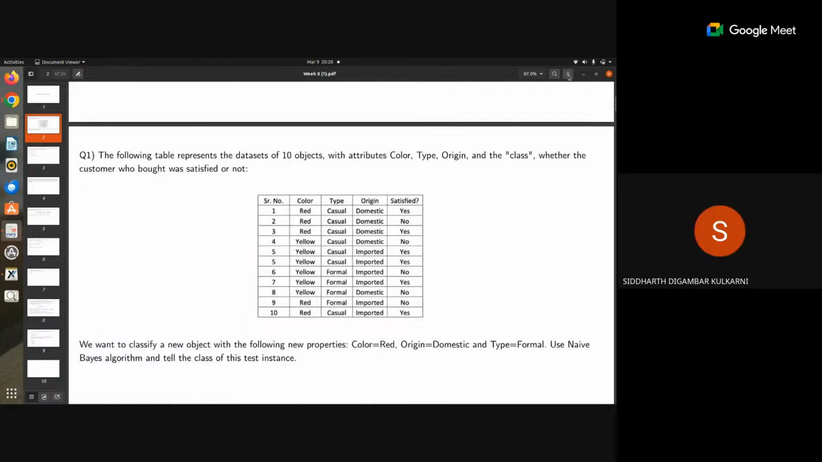Sir, the fifth observation is duplicated. Ah, that is okay, right? So we have to consider only one. I think it was a typing error, because the serial number is also the same. So I think this was mistyped.